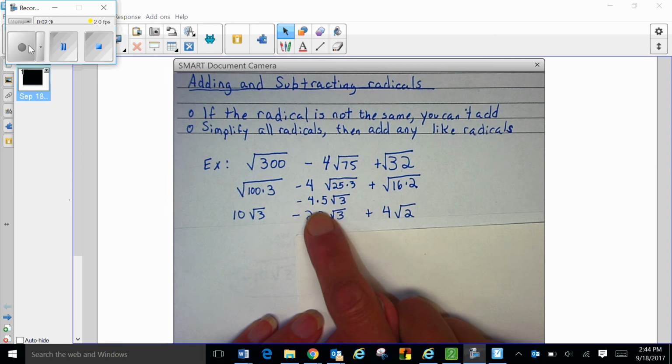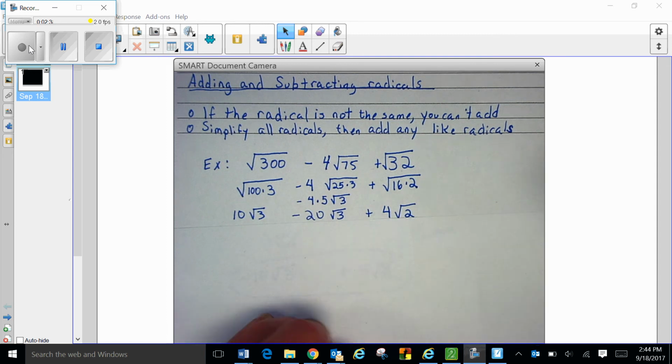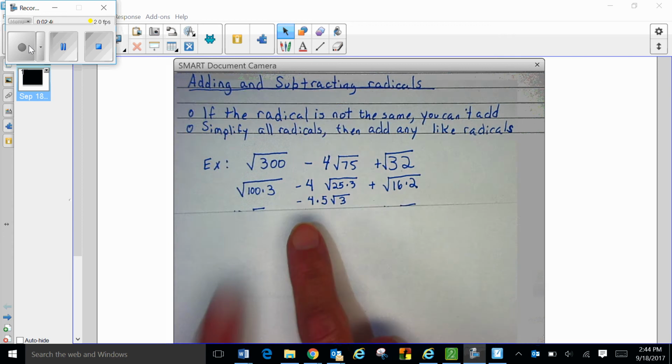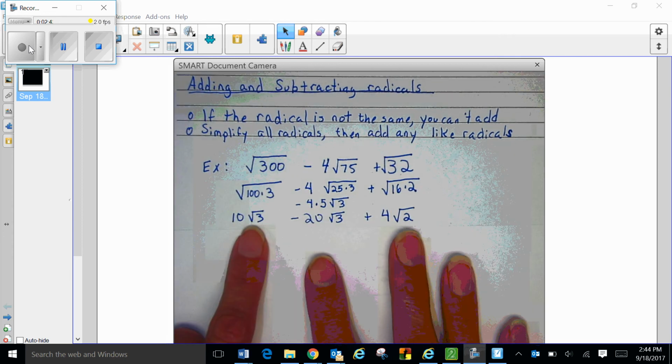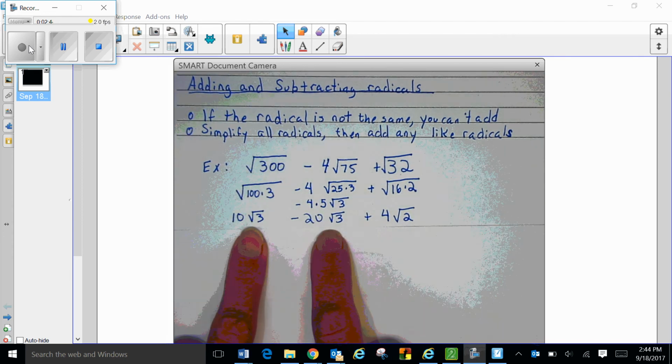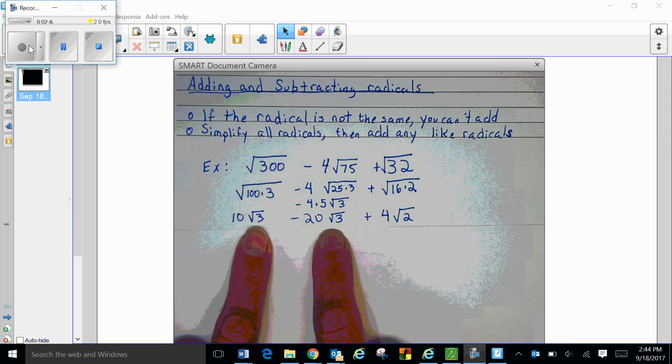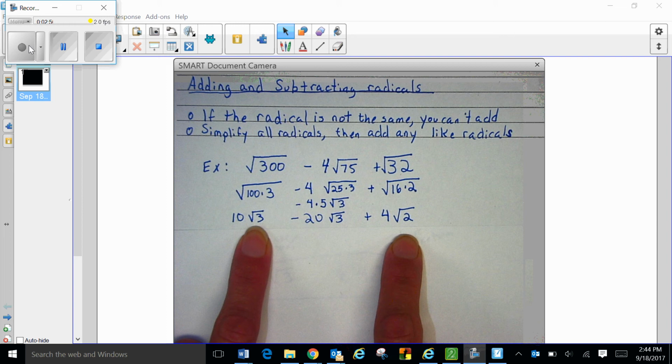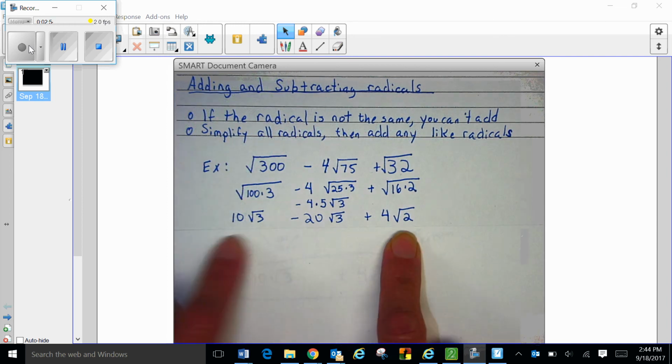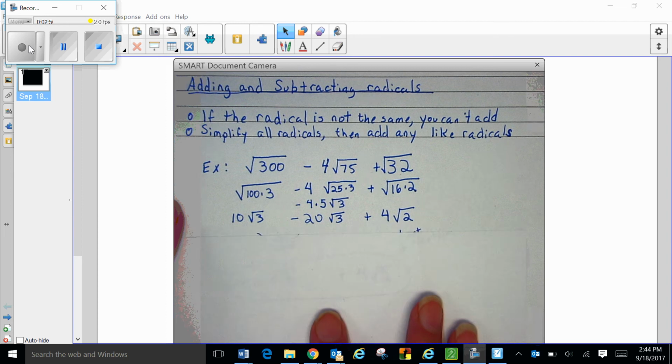Now I'm going to combine any like terms. Well, you notice that 10 square root of 3 and negative 20 square root of 3 both have a square root of 3, or radical 3 in them. So they are alike. 4 square root of 2, on the other hand, does not have a square root of 3. It is not like the other two, so it is not a like term. So like terms we're going to combine together. The not like term we're going to simply bring down.